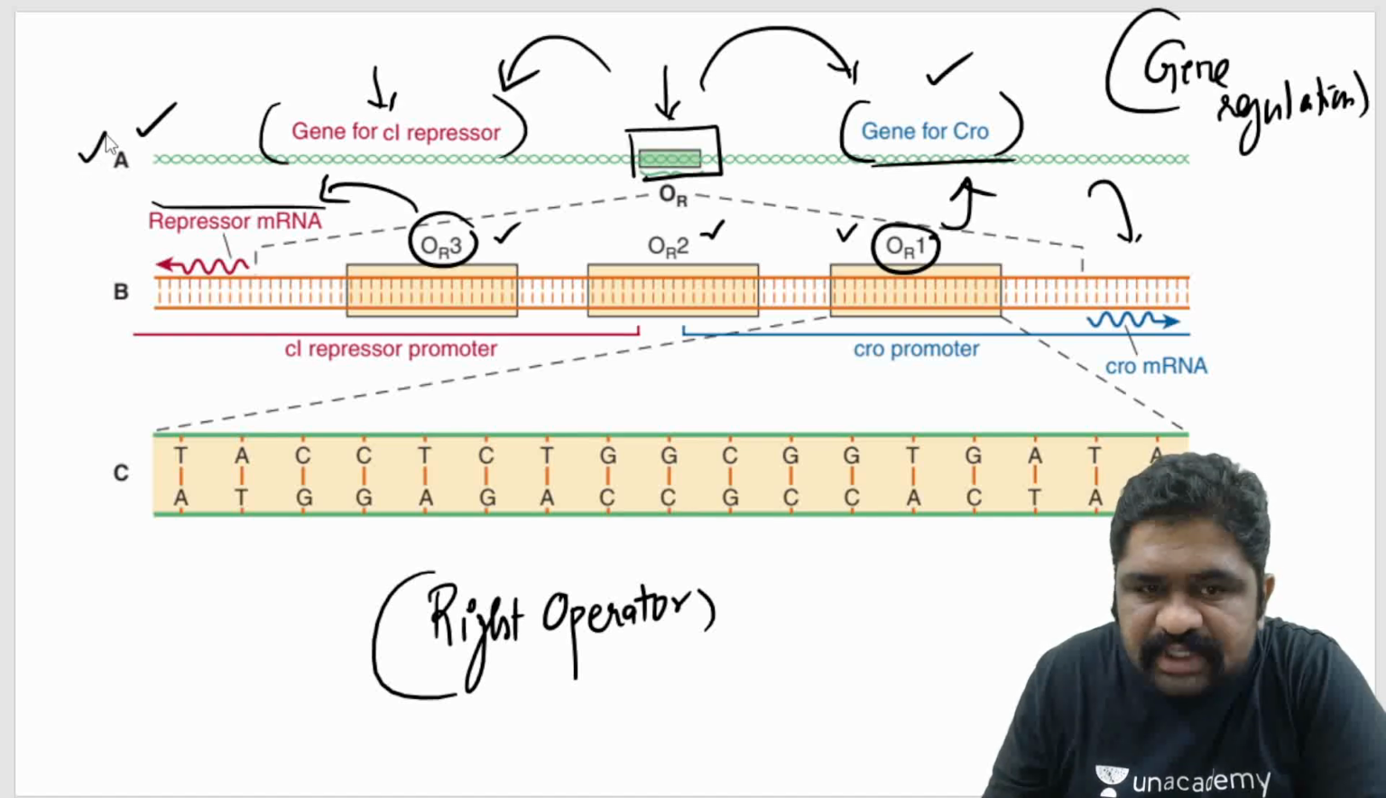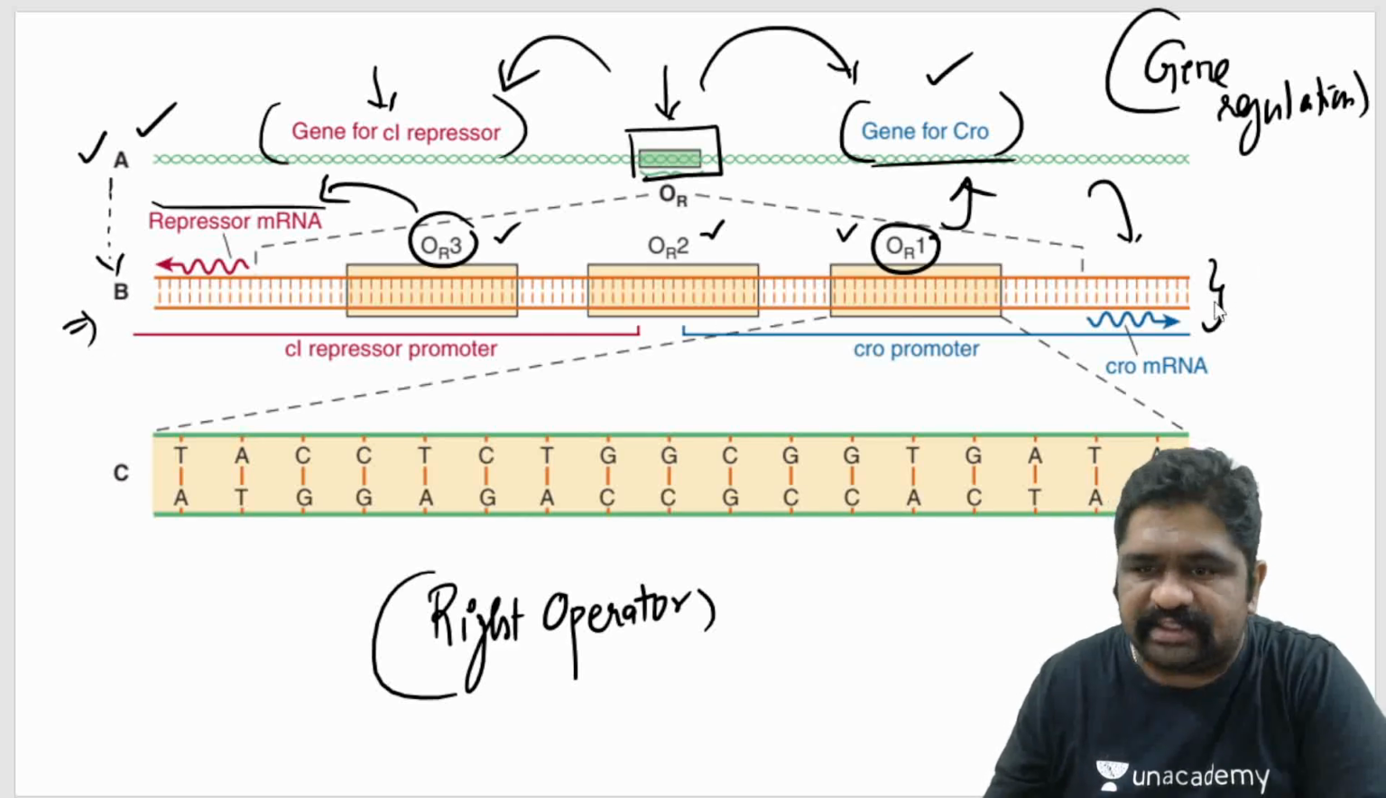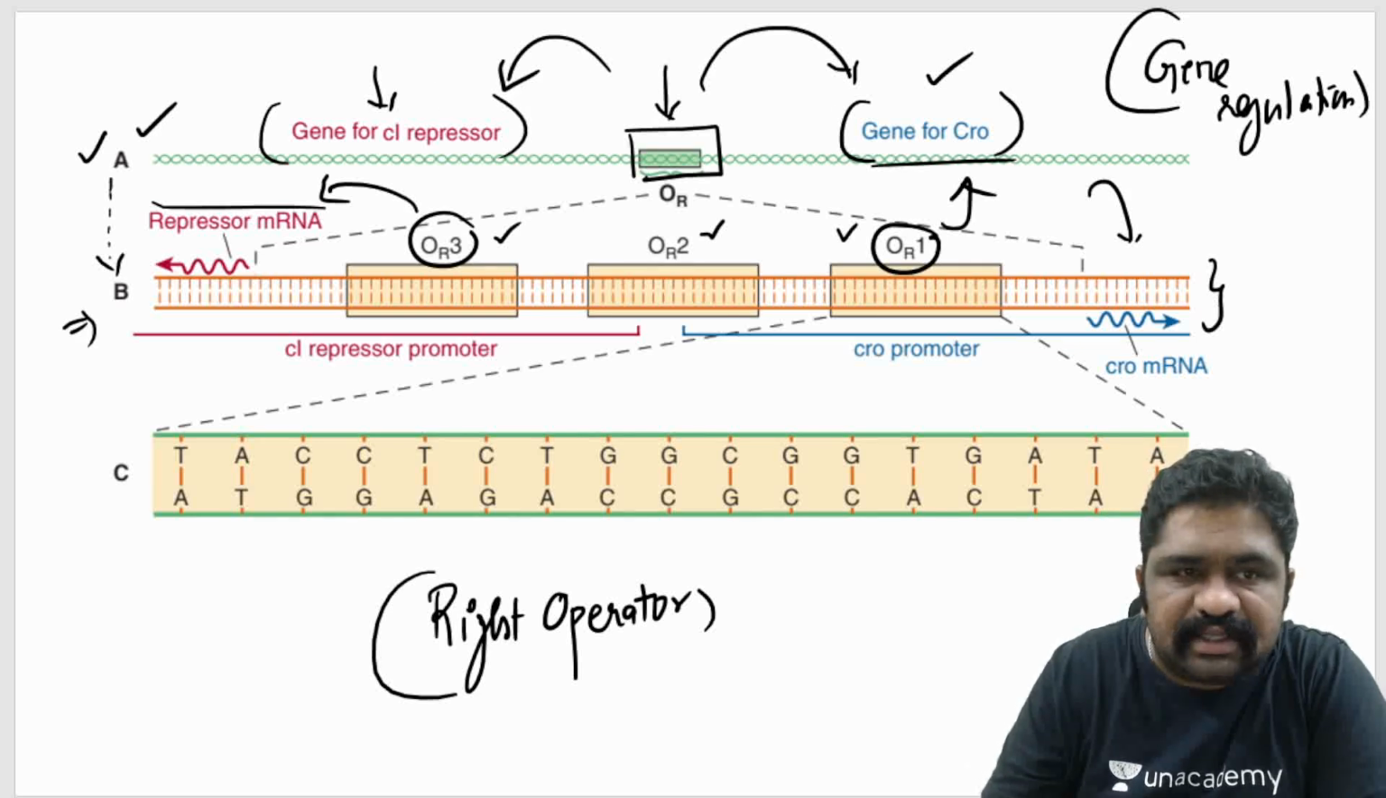Now when I try to use the gene, the DNA, and try to go for transcription to produce mRNA, then this is the kind of mRNA that I'll be noticing. So let me erase the annotations here.